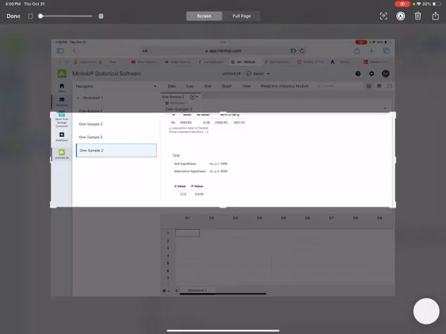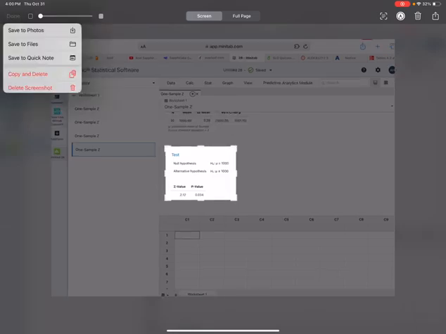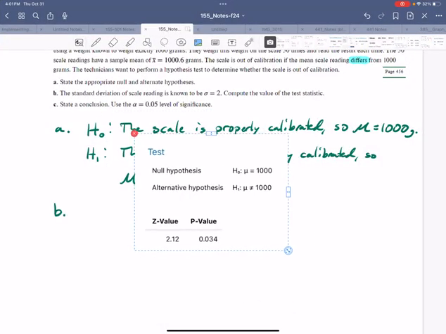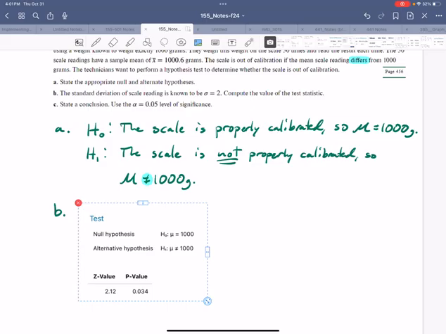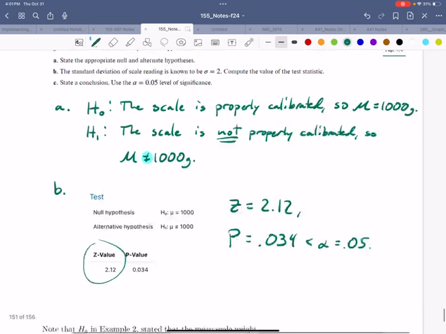Just in case they asked for any kind of test statistics, blah, blah, blah. Forget that. We won't do that. Okay, we just got that. And we will paste this right over here. Actually, I guess they wanted the test statistic for B. So we'll just say Z equals 2.12. And then I guess we'll say P equals 0.034. Which, by the way, is less than alpha, which is 0.05. Okay?